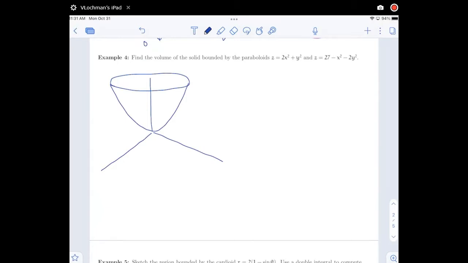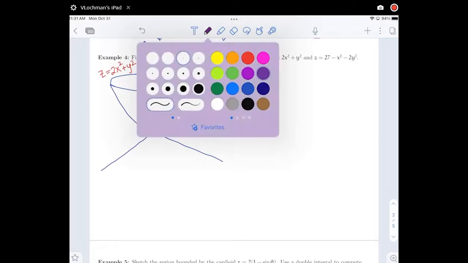Okay, and then the other one, let me mark this one. So this one is z is equal to 2x squared plus y squared. The other one is 27 minus x squared minus 2y squared. That one is opening downward.